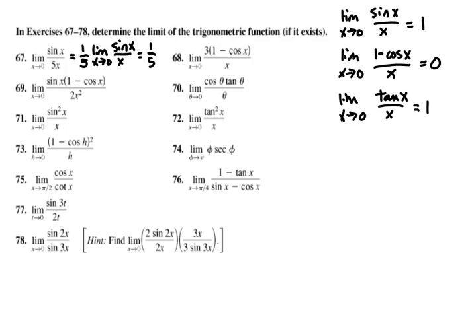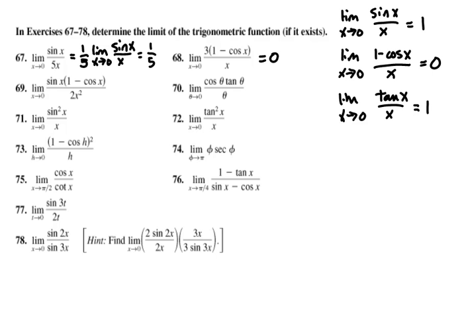All right, the second one, number 68. As x approaches 0, notice you have the 1 minus cosine x over x. That piece goes to 0, and so 3 times 0 is 0.